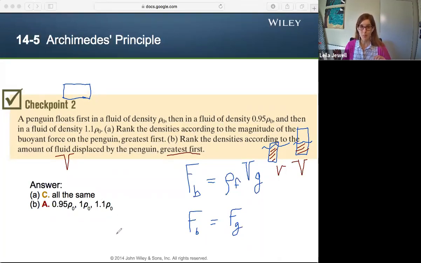And that will match the idea that the buoyant force stays the same because the penguin is floating in all of the cases and his weight stays the same. Right. This introduces chapter 14 on fluids. There is much more to come, so stick around.